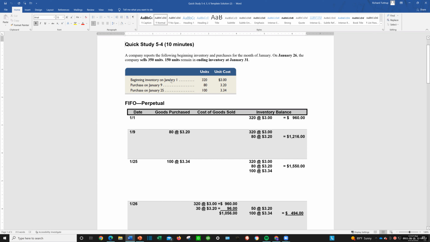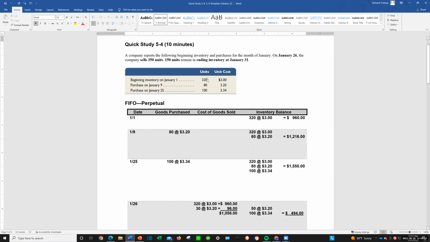So let's read about this. We're going to do FIFO and we'll call it a day. A company reports the following beginning inventory and purchases for the month of January. And then on January 26th, the company sells 350 units and 150 units remain in ending inventory.